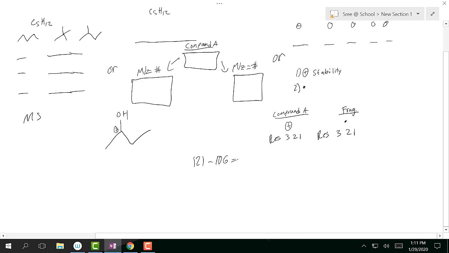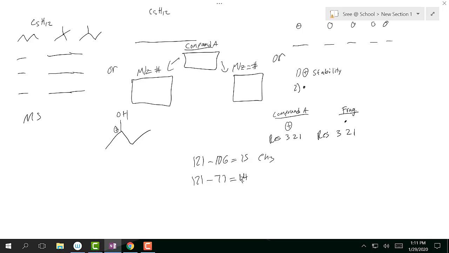15. Does anyone know what molecule is 15? Methyl. Okay, so it's going to be a CH3. And there was also 121 minus 77. And 44? Yeah. So the 44 isn't the important part. The 77 is the important part. Does anyone know what 77 is, right off the top of your head?